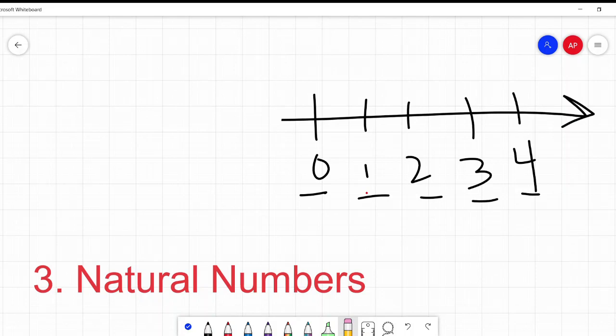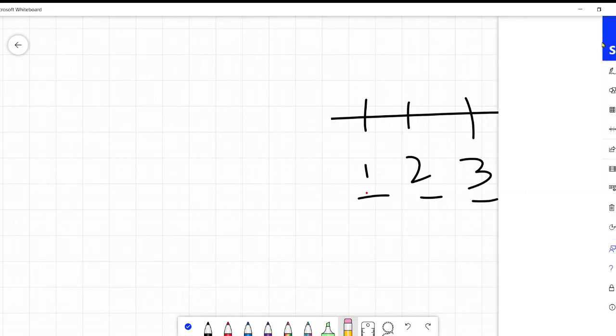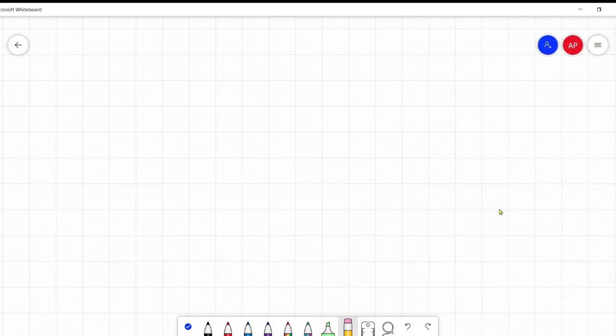And this may seem a bit silly, but here we go. Now you have natural numbers. The definition being natural numbers are positive integers. 0 isn't negative or positive. It's 0. So it's not included in the natural numbers. Okay, now on to rational and irrational.